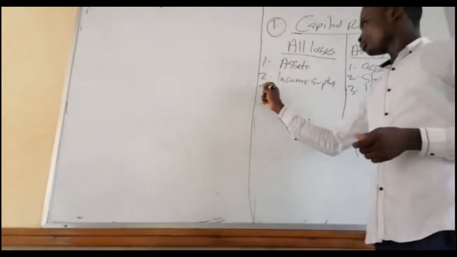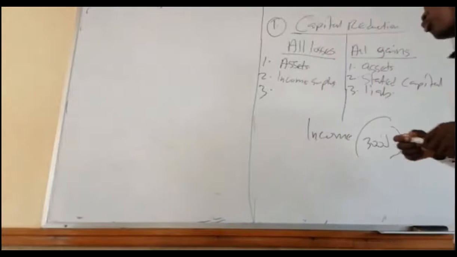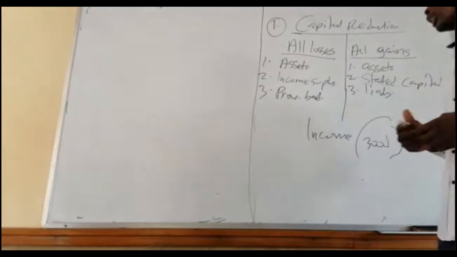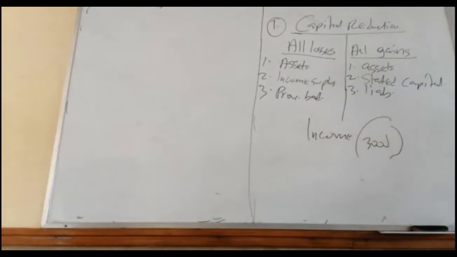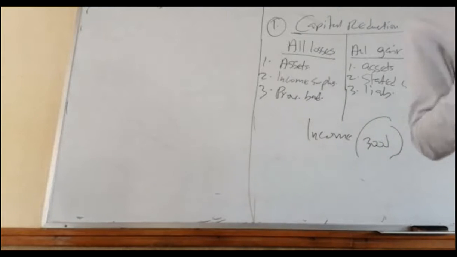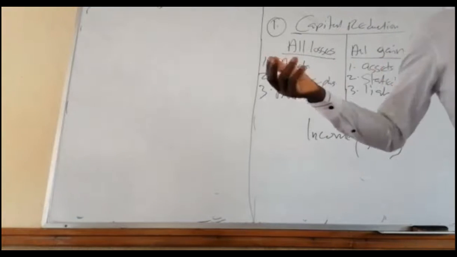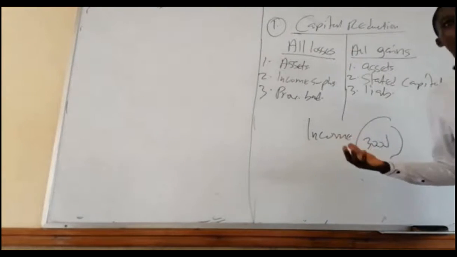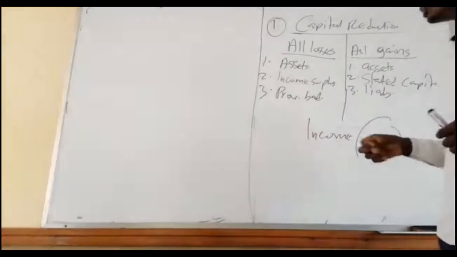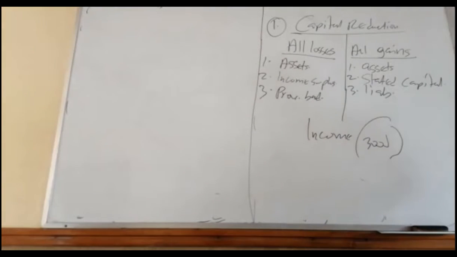Then number three, we have bad debt and provision for bad debt. This is a loss on what? Trade receivable. Maybe one customer, as we are doing the capital reduction, they've informed us that the customer has been declared bankrupt. We can't trace the money that customer owes us. So what do we do? Let's write it off. We write it off and then put it here as a loss to the company. Good.